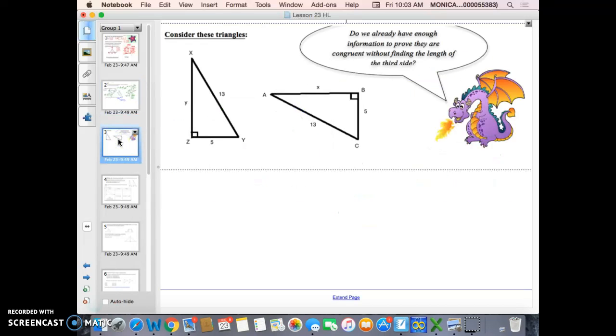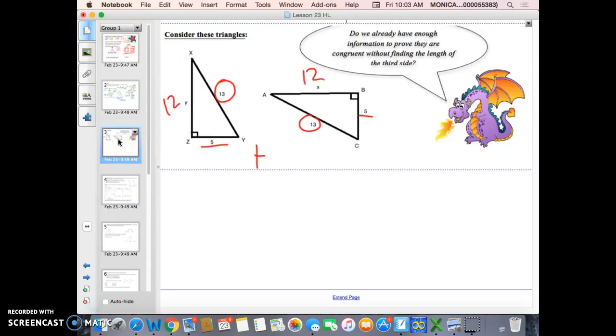Let's move on. Let's consider these triangles here. Do we have enough information to prove that they're congruent without finding the length of the third side? Well, the truth is, yes, we do. We know that the hypotenuse is the same, and we know that the leg is the same. So when we plug it into the Pythagorean theorem, in both instances, we will get 12.